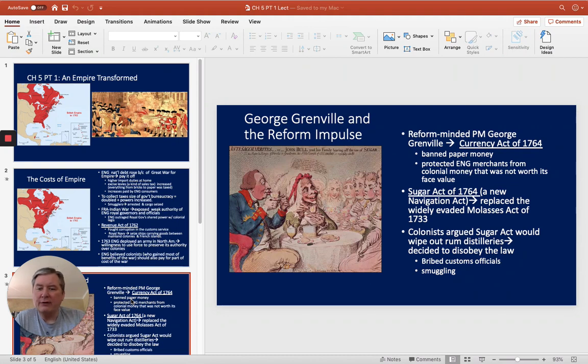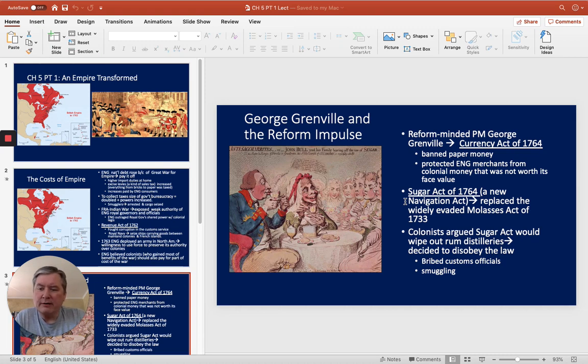So we have also the colonists had printed paper money, and the Currency Act banned that because the American money wasn't as valuable as the English money. And then here comes some of these biggies. The Sugar Act. Remember the Sugar Act that replaced the Molasses Act?